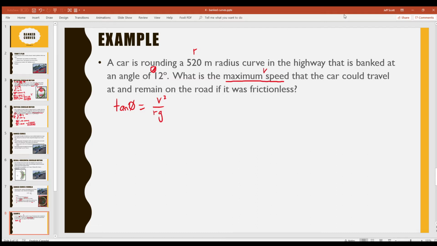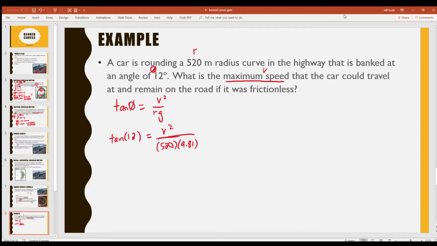We actually have enough information here just to throw it all into the formula and solve from there. So in other words, we can just say this is tan of 12 equals, v is unknown, so we'll leave it as v squared, over r, which is 520, times g, which we can assume is 9.81.